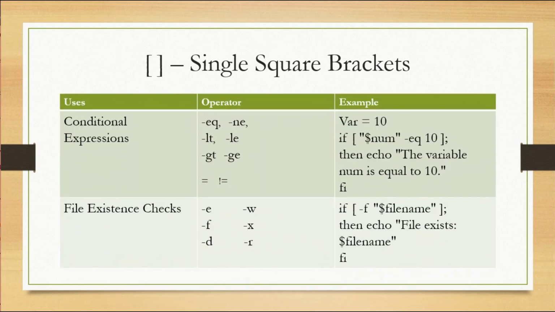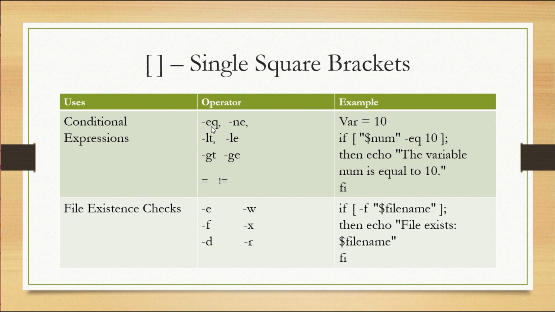The first use of a single square bracket is the conditional expression, whereby in bash, when we want to compare numeric values, we normally use these operators. So this one means equal to, this one is not equal, this one is less than, this one is less than or equal to, this one is greater than, and this one is greater than or equal to. When we want to compare strings, you can use the equal to or not equal to.